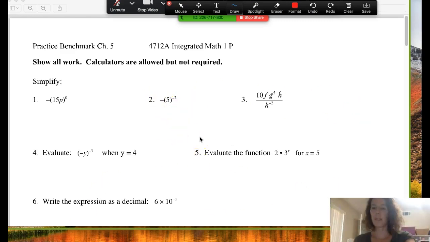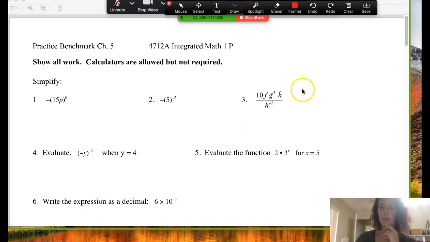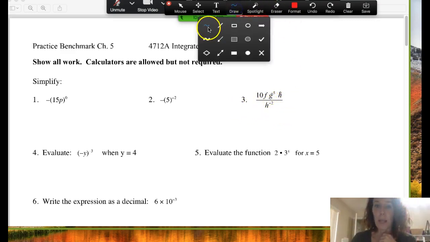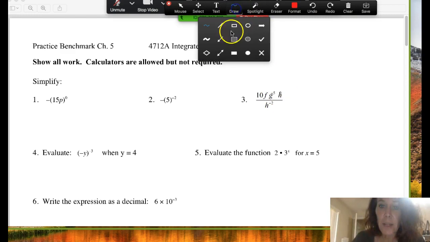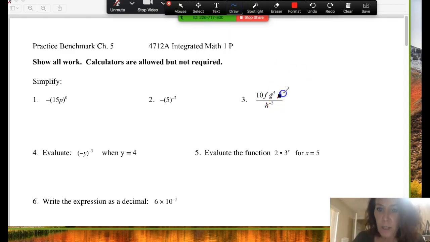All right, number 3. Number 3 has some negative exponents in it. This is all multiplied together, so I can go ahead and divide things out because it's all multiplied. This says h to the 0. That's really weird while that's smushed. But anytime you have anything to the 0 power, it's just 1. So let's start there, and that's 1.